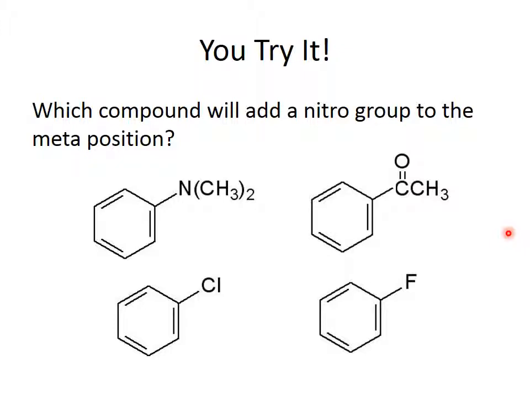So which one of these compounds will add a nitro group to the meta position? Well, all of these groups can be classified. Nitrogen on the ring is an ortho-para activator, so this goes ortho-para. Chlorine and fluorine are both ortho-para deactivators, so these go ortho or para and not meta. And this is a deactivator, and it's a meta-directing deactivator. So the compound that does meta-direct.